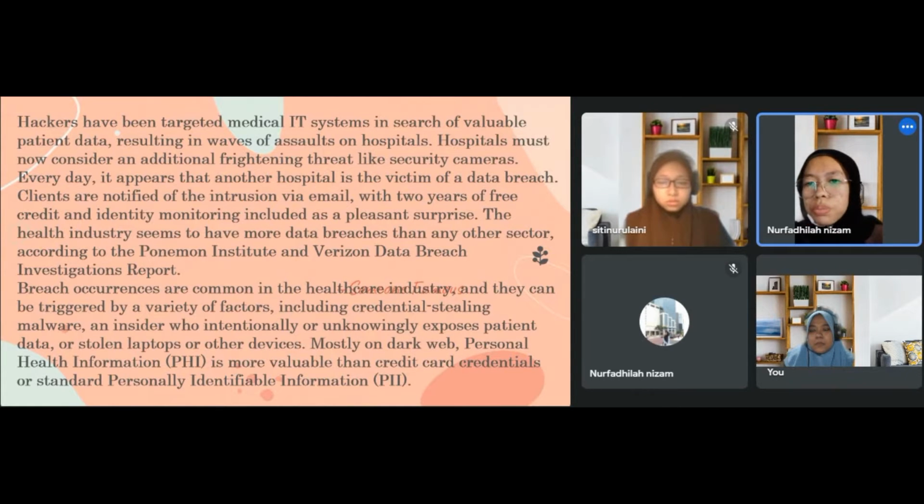According to the Ponemon Institute and the Verizon Data Breach Investigations Report, breach occurrences are common in the healthcare industry, and they can be triggered by a variety of factors including credential stealing, malware, and incidents where people intentionally or unknowingly expose patient data or lose laptops or other devices.